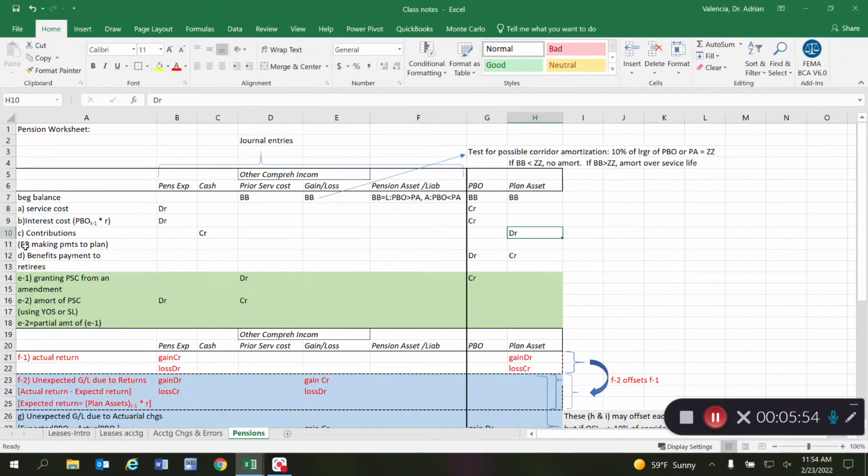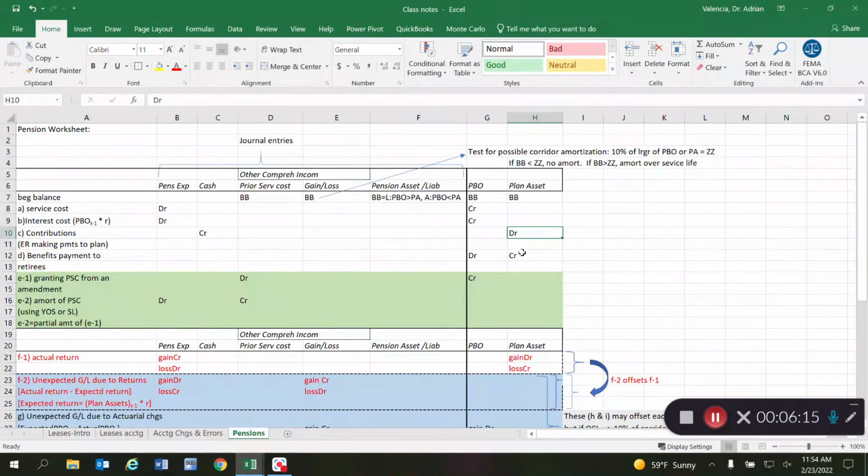Okay, and I note here that this is the employer making payments to the plan. So if you see ER, that's the employer. Then, if during the period benefits are paid to retirees, any benefits that are paid to retirees come out of the plan assets.